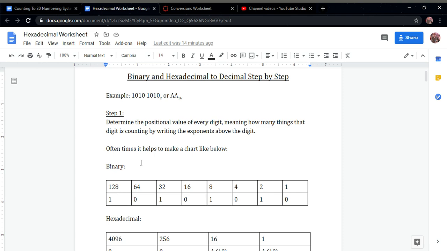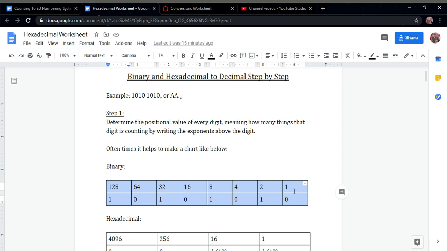So first you want to determine the positional value of every digit, meaning how many things that digit is counting. Remember, the positional value of every digit is what is that digit counting? And you want to do that by writing the exponents above the digit. So you want to make a chart. This is the most helpful way to do this. I'm going to be looking for this chart.